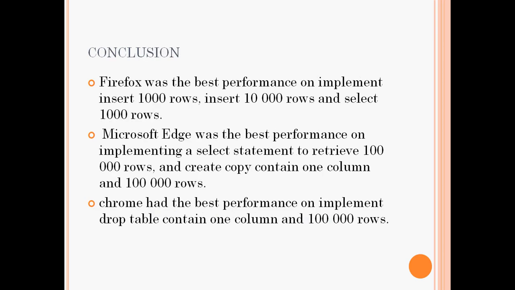In conclusion, Firefox had the best performance on insert 1000 rows, insert 10,000 rows, and select 1000 rows. Microsoft Edge had the best performance on a select statement to retrieve 100,000 rows and create copy containing one column and 100,000 rows. Chrome had the best performance on drop table containing one column and 100,000 rows.